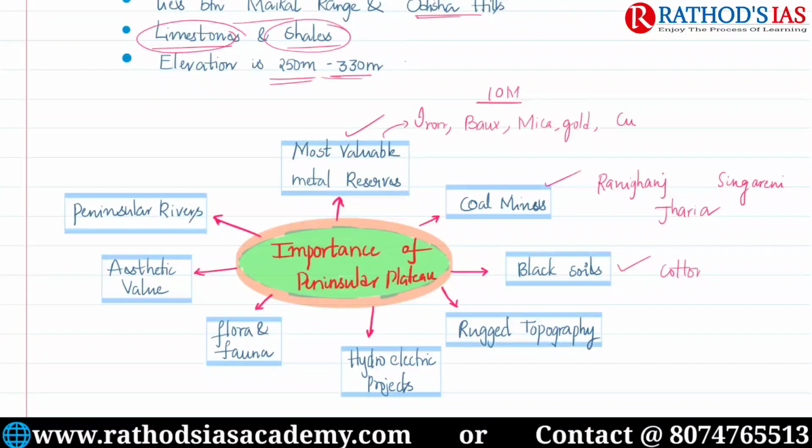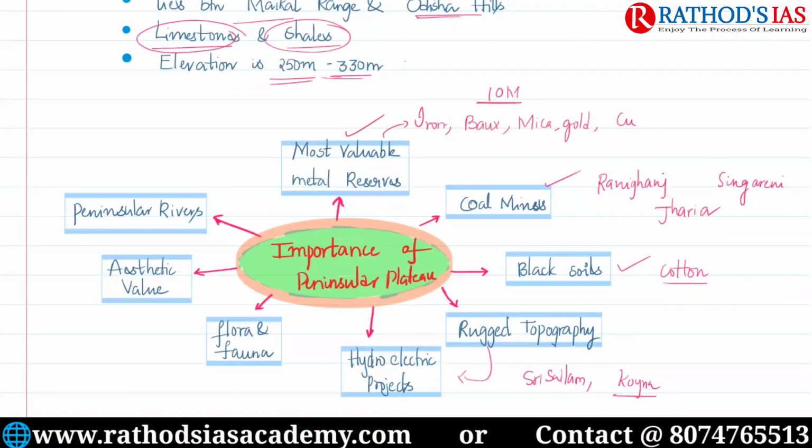Yes, black soils are very important for the cultivation of cotton, and this cotton plays a key role in our trade and also in the economic development of our country. And the next one is that this Peninsular Plateau mainly has a rugged topography, and it is very important for many hydroelectric projects, because many peninsular rivers originate in this peninsula, and because of this rugged topography it is very suitable for building hydroelectric projects. These hydroelectric projects are very important for the economic development of a region. You can write examples like the Srisailam Dam as well as the Koyna project, etc.